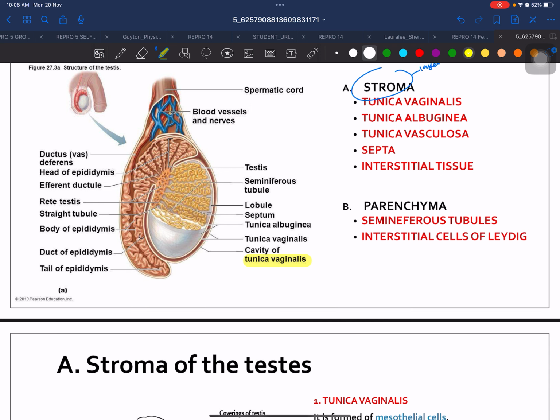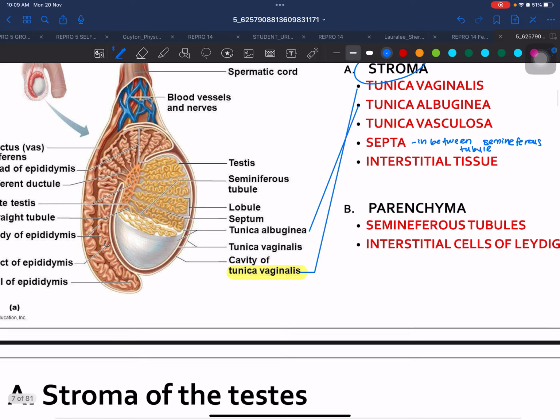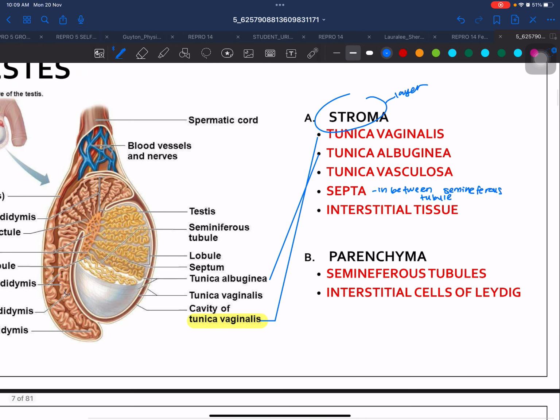Then we have the tunica vasculosa. By the name, vasculosa means there are a lot of blood vessels inside there. The testis gets its blood supply from the tunica vasculosa areas. Then we have the septa, which are the structures in between the seminiferous tubules. These whitish ones are the septa. Then the interstitial tissue is like connective tissue surrounding the seminiferous tubules. So these are the stroma, the layers of the testis.